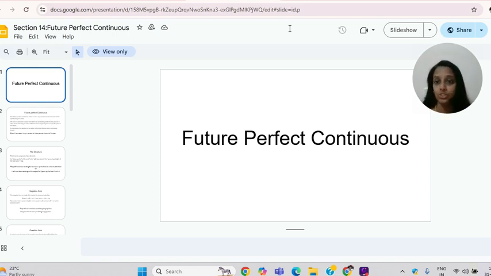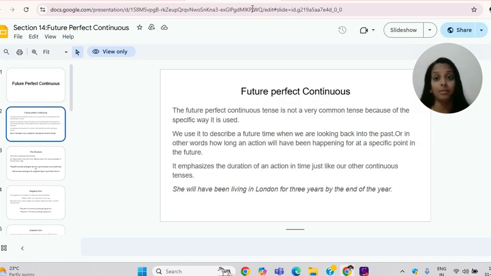This tense is used when we want to emphasize the duration of an action that started in the past and is still ongoing at a specific moment in the future. It's not just about stating that something will happen, but rather how long it will have been happening by a certain point. This makes it a unique and somewhat rare tense because we only use it in very specific situations when the focus is on duration.